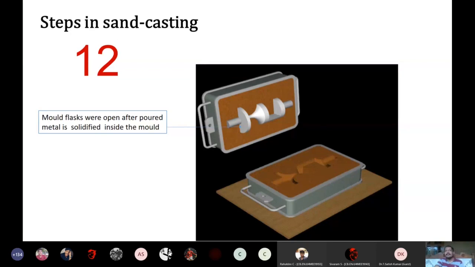Each metal will solidify based on a solidification time that you have to calculate. We'll come to it later. There is an equation called Chvorinov's rule. Based on Chvorinov's rule, you can calculate the solidification time for each metal or mold, whatever casting you are making. So this is your final product, which you will get from here.